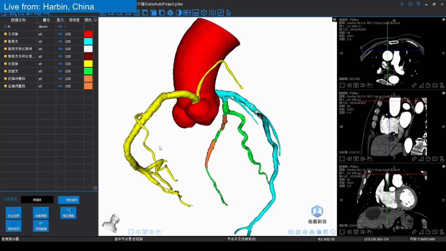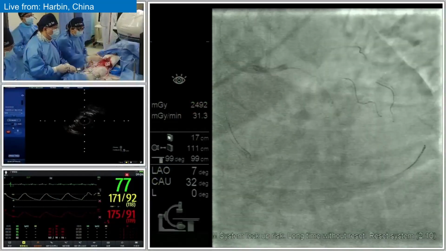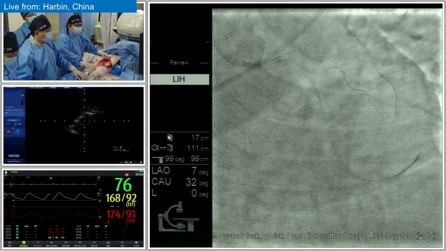Thank you. All right. I think today we have a very interesting case. This is a very typical circumflex CTO. And from the CT angiography, we don't see severe calcification. So according to the anatomy of this lesion, I think it's a J-CTO score 2, C2 lesion. So Dr. Gong, we have enough information about this lesion. What's your strategy?